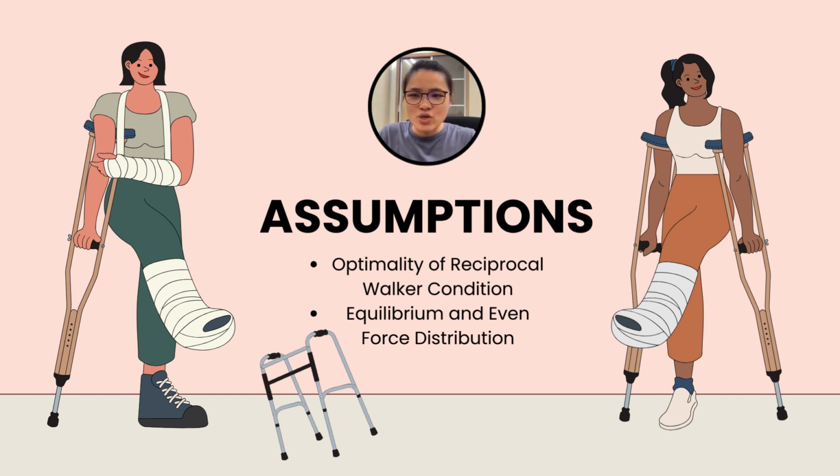Additionally, we also assume that the forces applied to the reciprocal walker's components are in equilibrium, aligning with the principle of stability. A structure is considered to be in equilibrium when all forces or moments acting upon it are balanced. Furthermore, we assume that the forces applied to the reciprocal walker are evenly distributed across its structure. Incorrect positioning or weight distribution by the user may lead to inaccuracies in force exertion, affecting the precision of calculation.